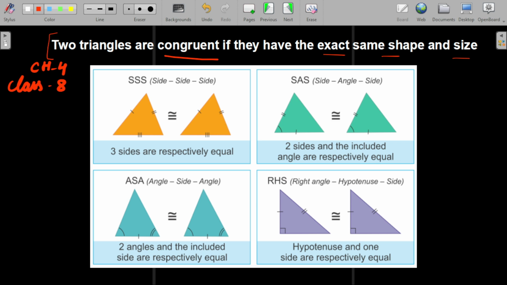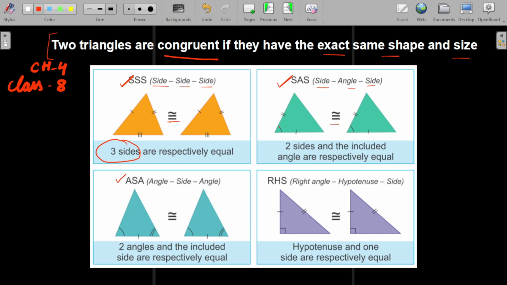I've told you four properties of congruence. First is the SSS property, which is side, side, side. When two triangles are given to you, their corresponding sides should be equal. Then under these three parameters of sides, you can say they are congruent. Next is the SAS property, that is side, angle, side, where two sides including the angle should be equal, which leads us to the congruency of the triangles.